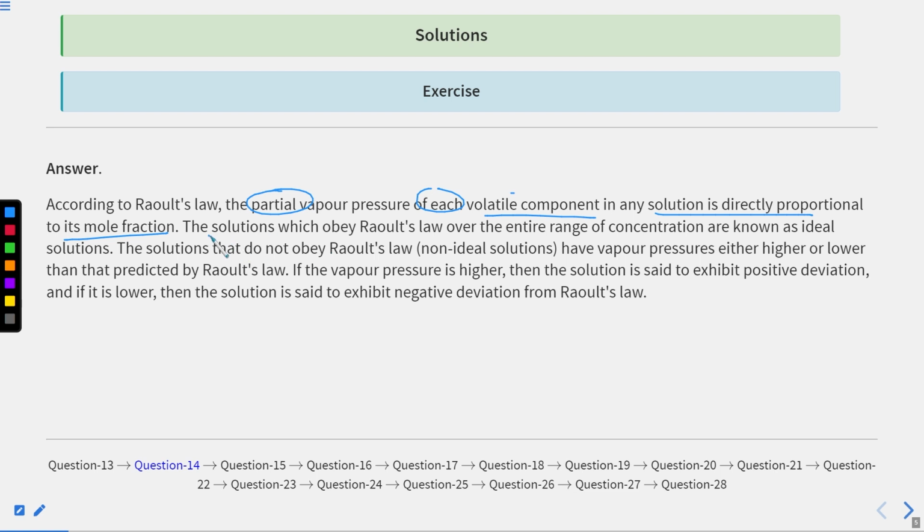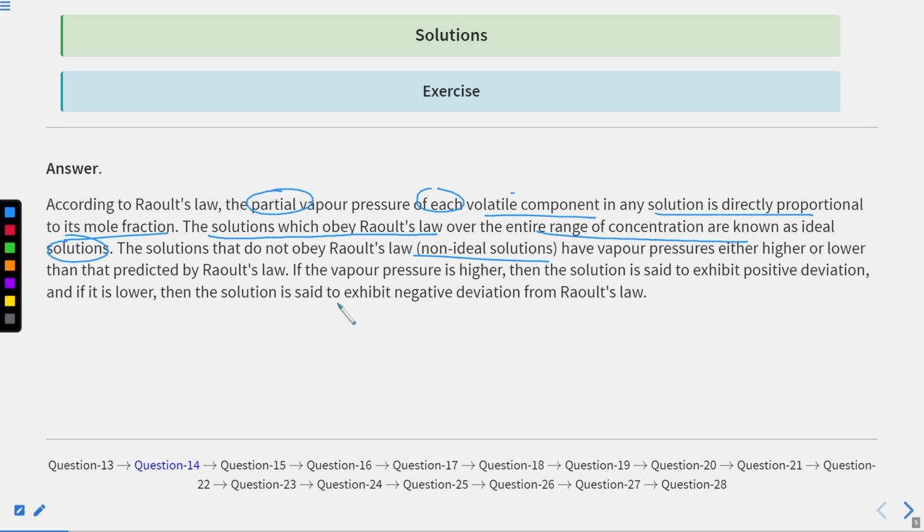Now sometimes solutions are observed which do not follow Raoult's law. The solution which obeys Raoult's law over the entire range of concentration is called an ideal solution, and the solution which does not obey it is termed a non-ideal solution. Now two cases can arise: the partial pressure predicted by Raoult's law is less or more than the actual pressure. So for the two cases we call it positive and negative deviation.